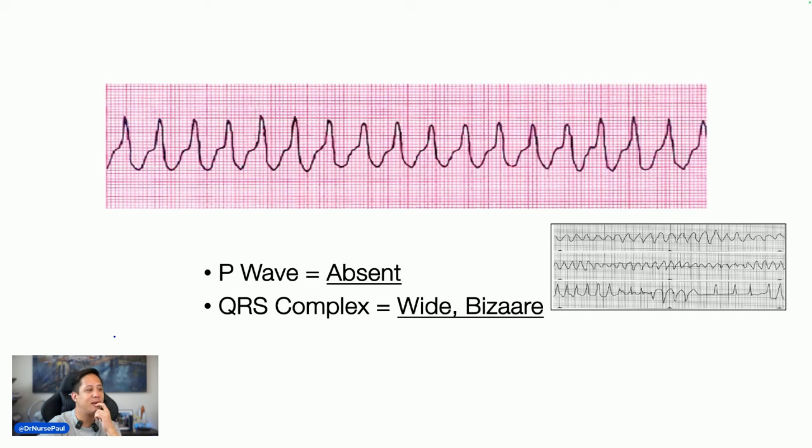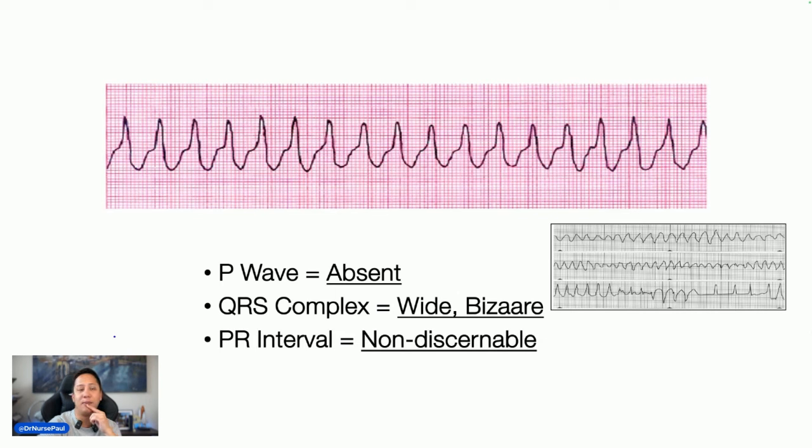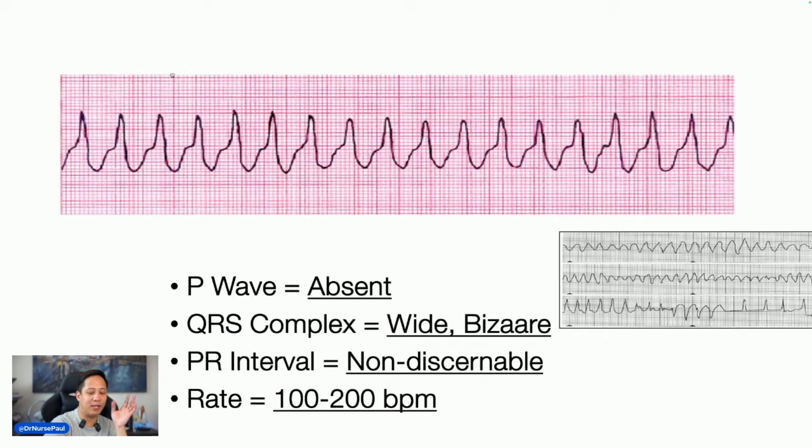Do I have a PR? No. Alrighty. Can we know the rate? This is too fast for me. So it can be 100, 200. It can be over 200. It can reach as high as 600. Right? How about the rhythm on the pink screen right here?